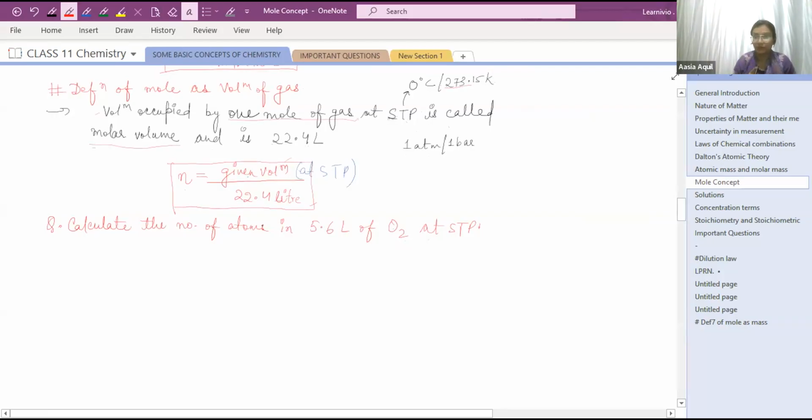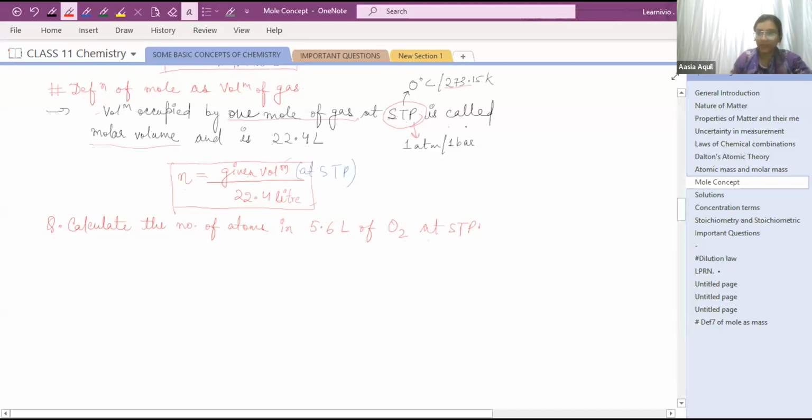And here is a condition: 1 mole of any gas at STP, right? STP is standard temperature and pressure. Standard temperature is 0 degree Celsius. Standard temperature हम किसको मानते हैं? 0 degree Celsius. And 0 degree Celsius means 273.15 Kelvin. जब उसे आप convert करोगे Kelvin में, तो you will get 273.15 Kelvin. And standard pressure is 1 atmospheric pressure, or you can say 1 bar.